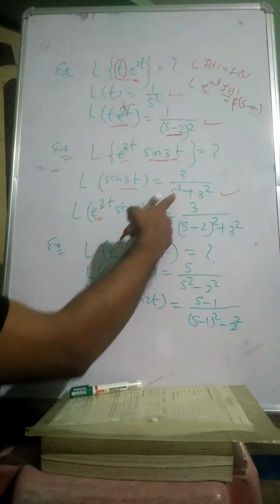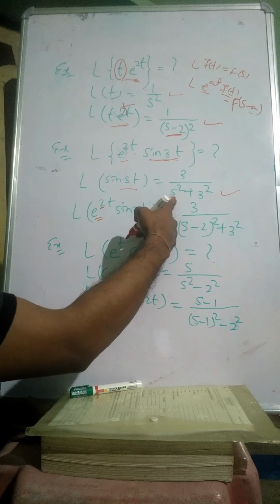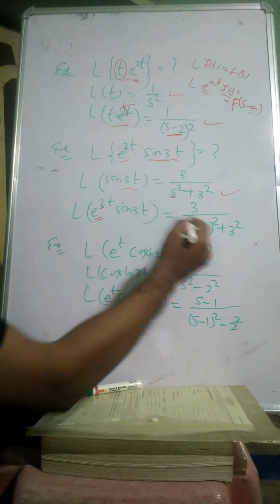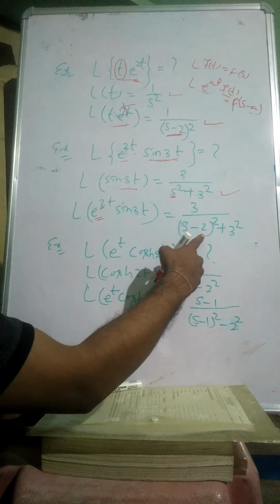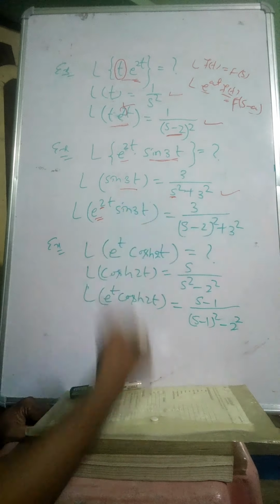So, s will be replaced. This s will be replaced by s minus 2. The result will be what? 3 divided by (s minus 2) square plus 3 square, as usual.